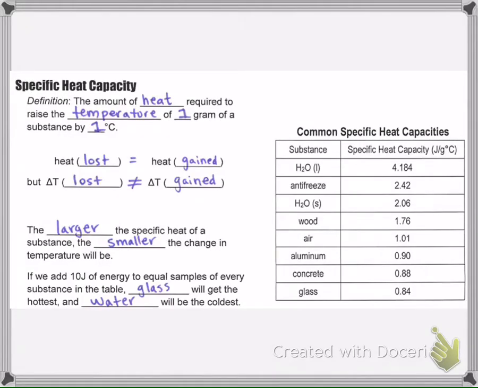Hello, my dears. Today we'll be talking about specific heat capacity. Every substance on Earth has a specific heat. If you pay attention to the unit, it's joules per gram degrees Celsius. The unit itself tells you what specific heat is: joules is a unit of energy, grams is mass, and of course degrees Celsius is temperature.